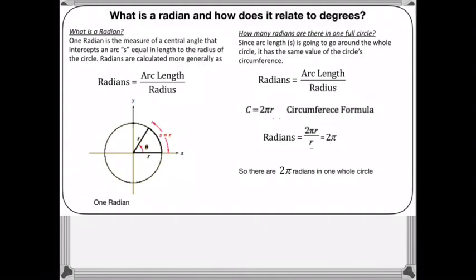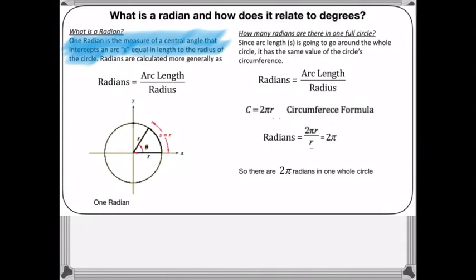So here we go. It says, what is a radian? A radian is the measure of a central angle that intercepts the arc S equal in length to the radius of the circle. Basically, let's not get too wrapped up in all that. It's very, very wordy.